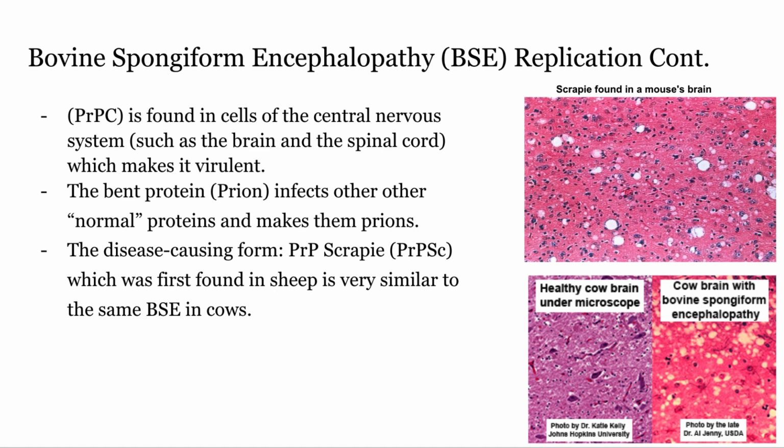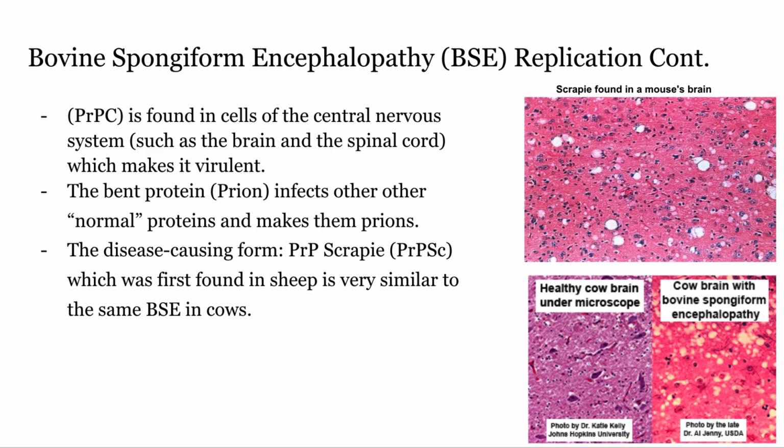So the bent protein, also known as the prion, infects other normal proteins and makes them prions. This disease causing form of the naturally occurring prion protein is termed PrP scrapie, and it differs from PrPC only in its tertiary and quaternary structure. They're very similar.